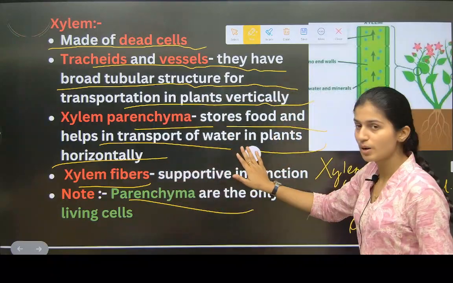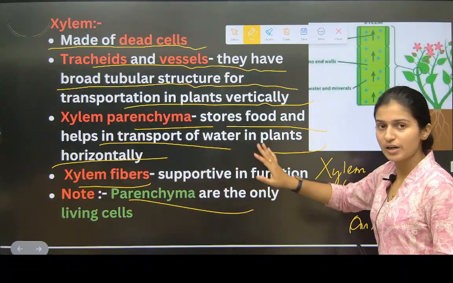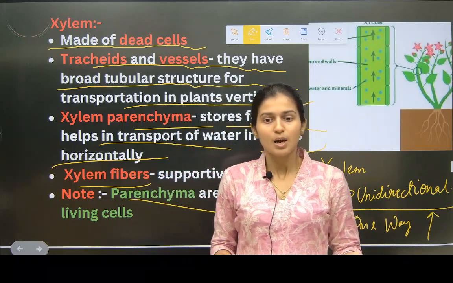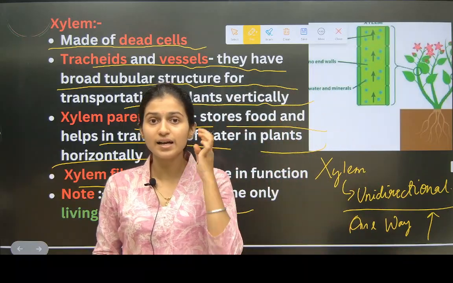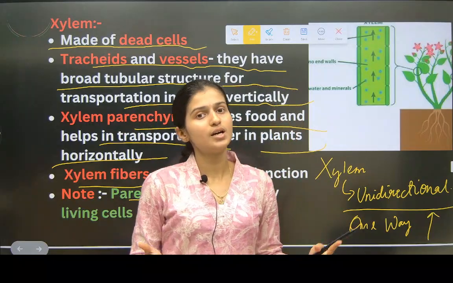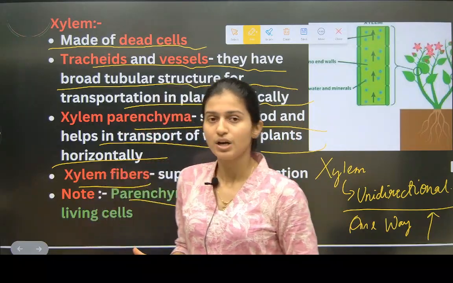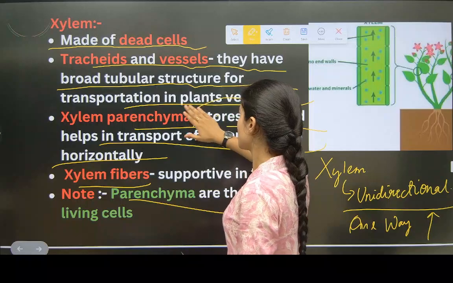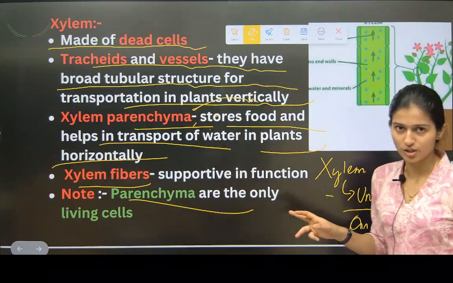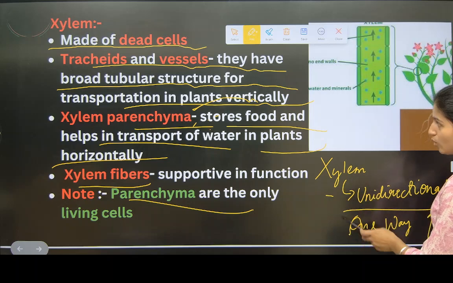Understood about xylem? Xylem is made up of living and dead cells. Living is only xylem parenchyma, but tracheids, vessels, and xylem fibers are dead cells. It does transportation of water, and it does so unidirectionally, which means only one way.